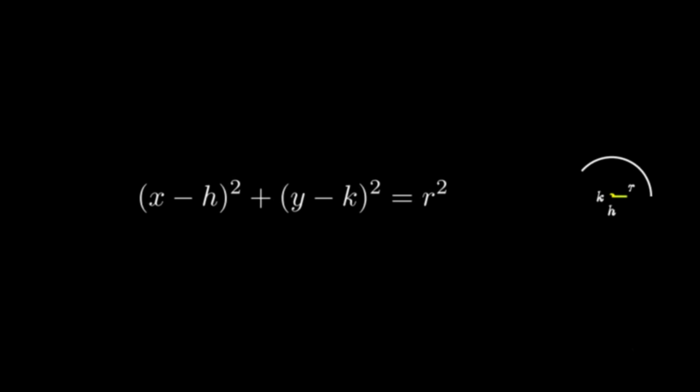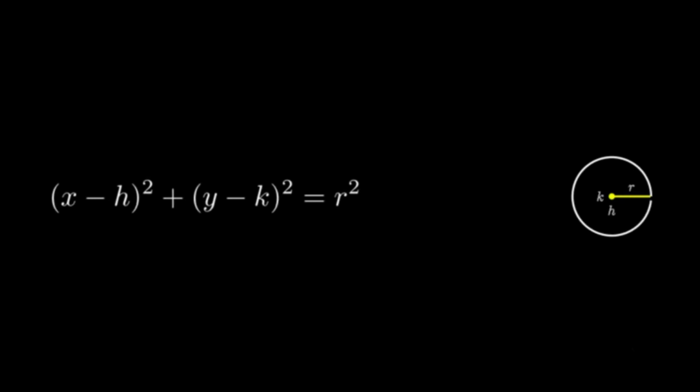Let's explore how the standard form of a circle equation can be transformed into the general form through algebraic manipulation. In the standard form of a circle equation, the values h and k represent the x and y coordinates of the center point, while r represents the radius. This creates a set of all points that are exactly r units away from the center.